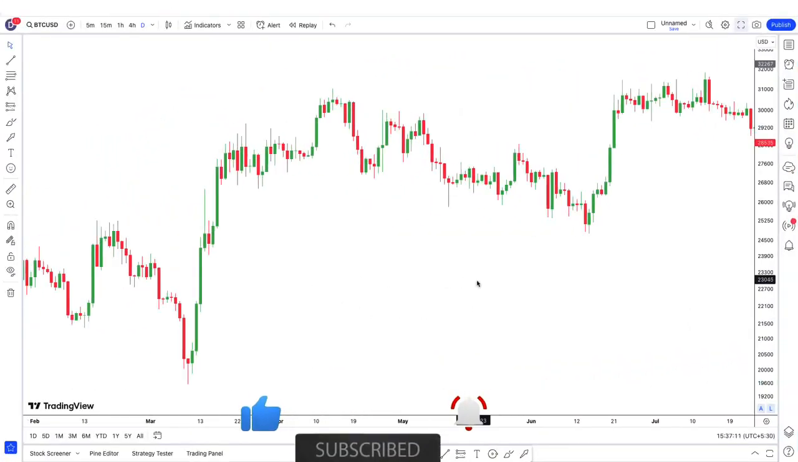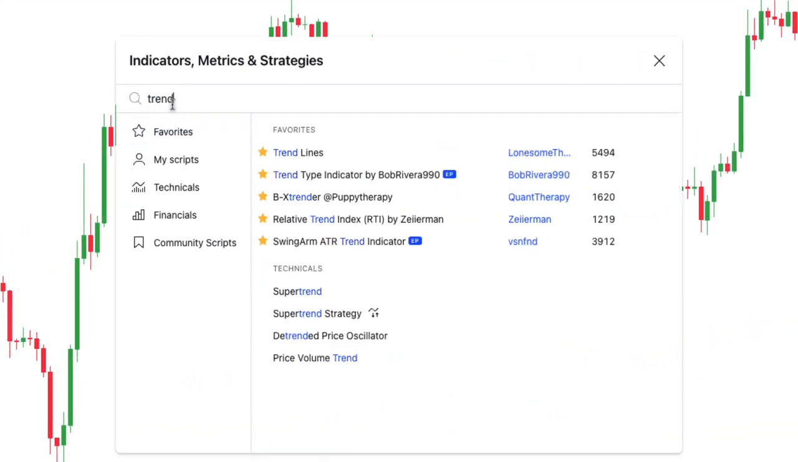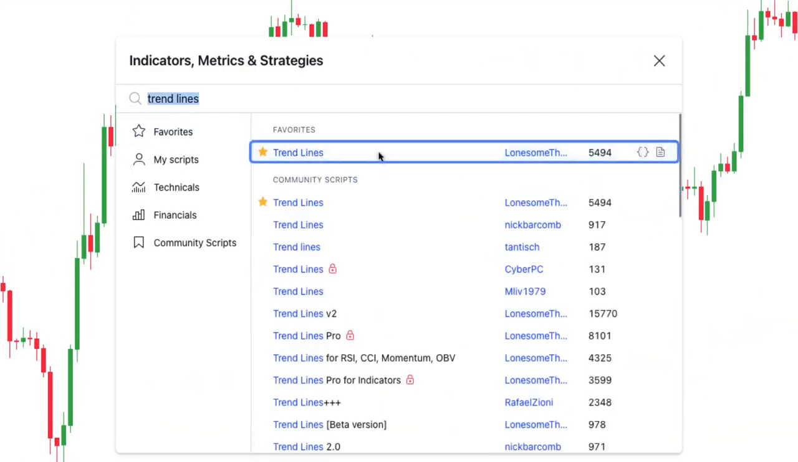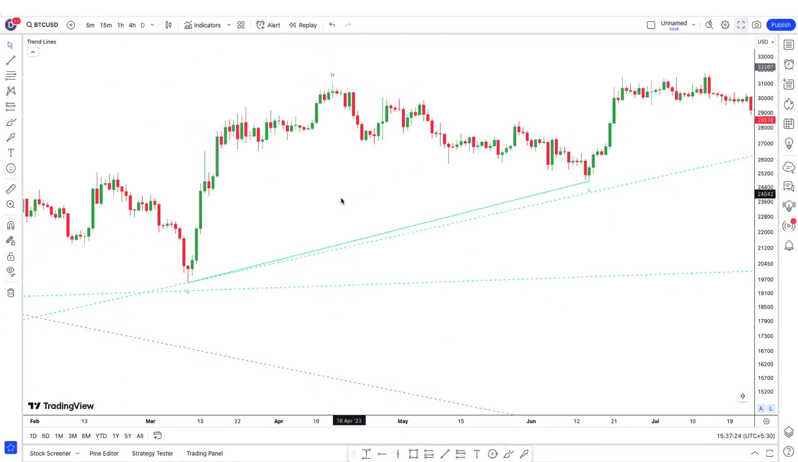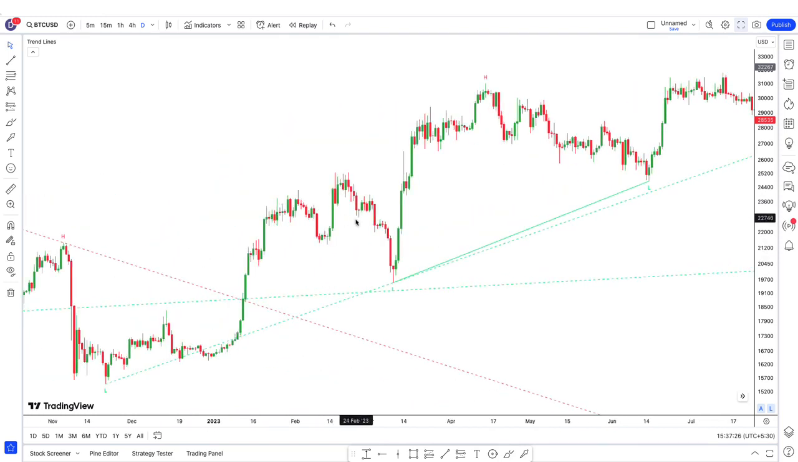Navigate to the Indicator Search tab and search for the Trend Lines indicator. Select this indicator made by LonesomeTheBlue and add it to the chart. As you can see, now that we have added the indicator to the chart, we can easily identify trend lines.